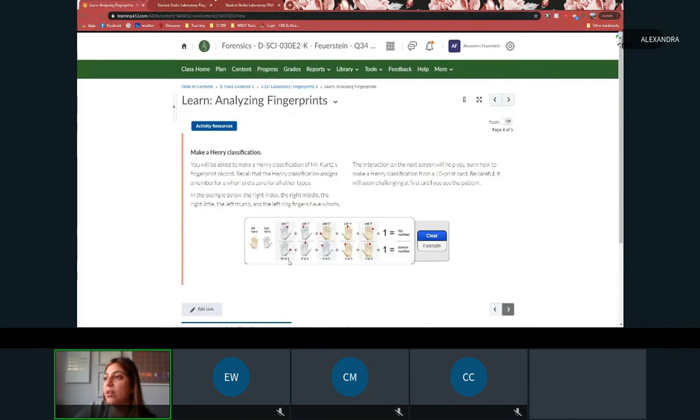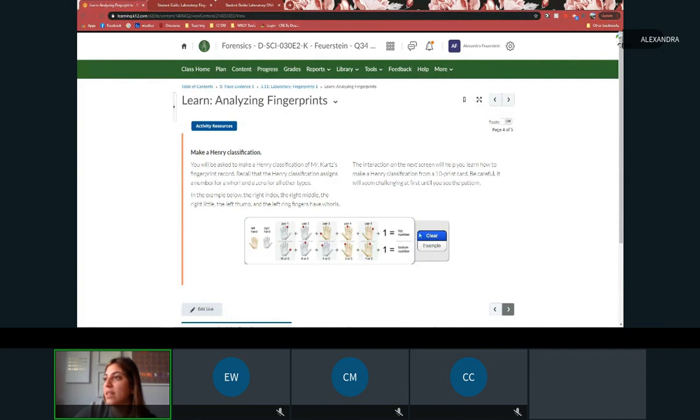So for example, if they said that in the example below, the right index, so that's this one, the right middle, and, oh, that's right over here, and the right little have whirls, they're going to be assigned a number, right? So for example, the right index has it, the right thumb does not, right? So right index has it, so they have 16. The thumb does not, so they have 0.